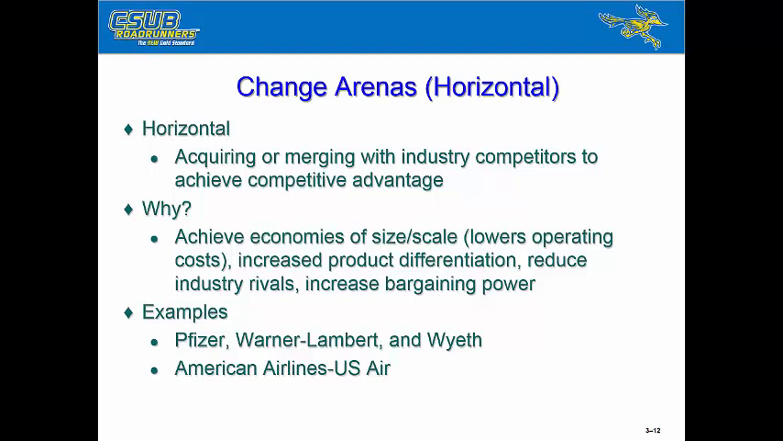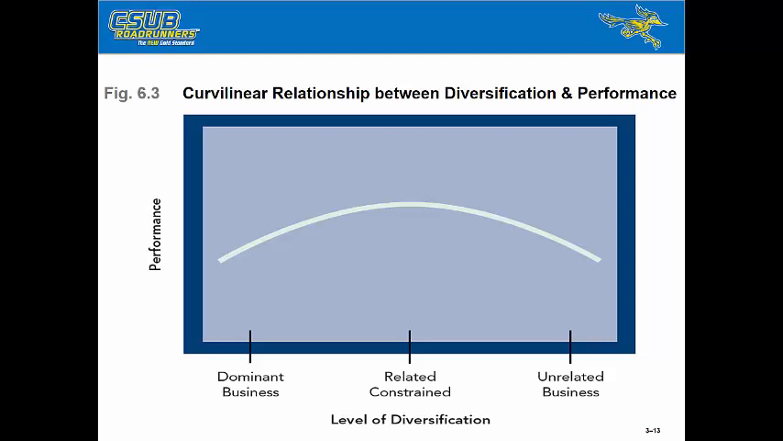So if you integrate all of the different oil refineries, it gives more buying power over the oil exploration folks. It gives more market power over the end retail part of the value chain. Some examples of horizontal integration: Pfizer, Warner Lambert, and Wyeth. And then American Airlines and US Air merging in the same airline industry is a good example of horizontal integration. There tends to be a curvilinear relationship between diversification and performance.